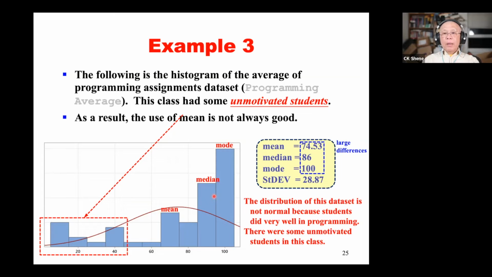Definitely not, because the most occurred value is 100, full score. And even those who did not full score is still pretty high, 86. So again, very low scores would pull the mean and the median toward the lower end. So when you collect your data and try to interpret it, you cannot just simply look at the mean value, because you may misrepresent the data.